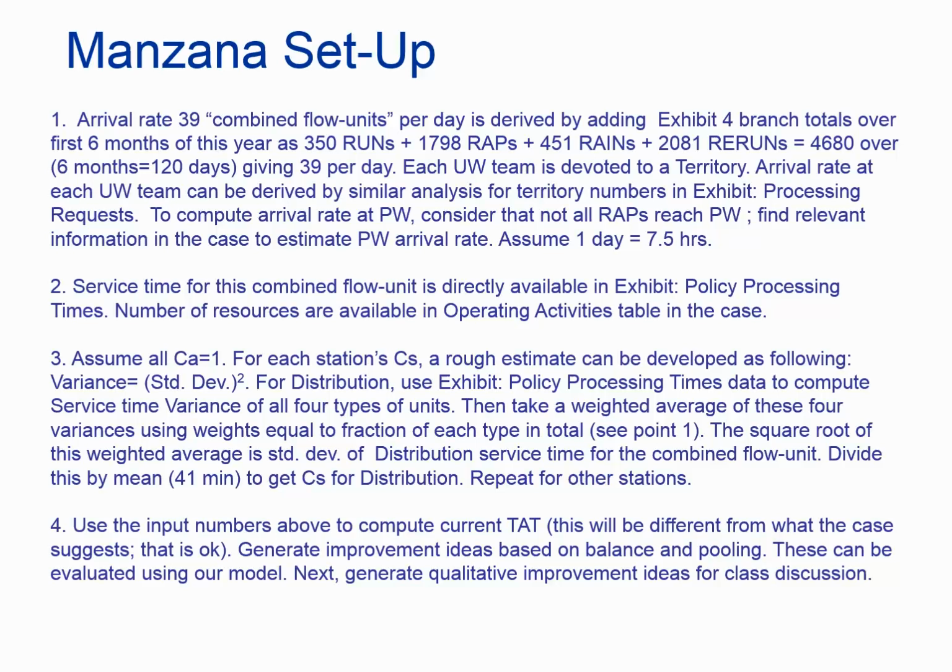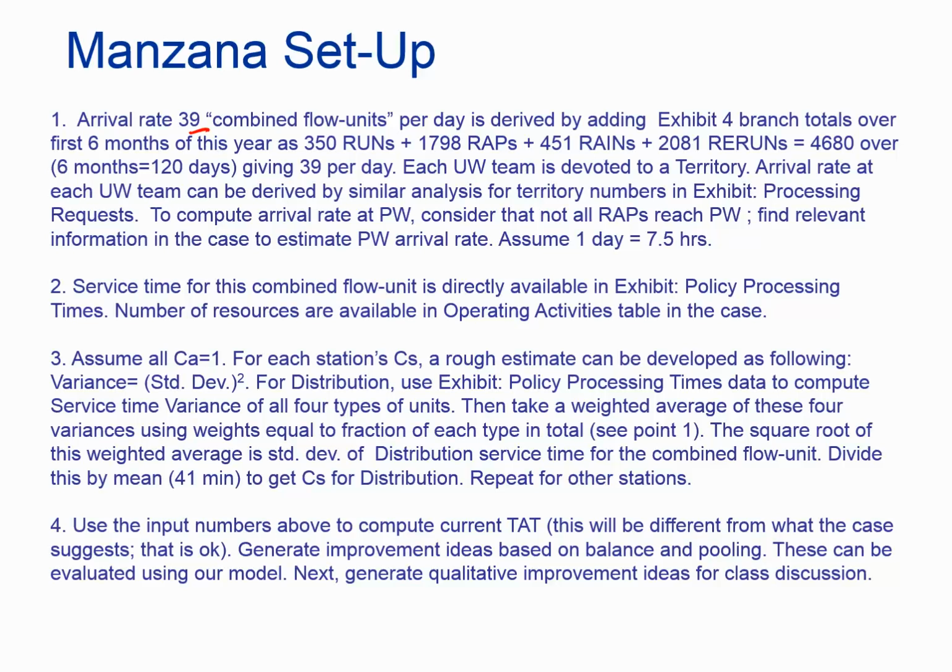I have been referring to these numbers, and here they are. The number 39, the total arrival rate, as I offered on the previous slide, is coming from the data from the exhibit called processing requests in the case. What that table shows in the last columns is the total number of the different types, runs, reruns, wraps, and rains, that came over 6 months.